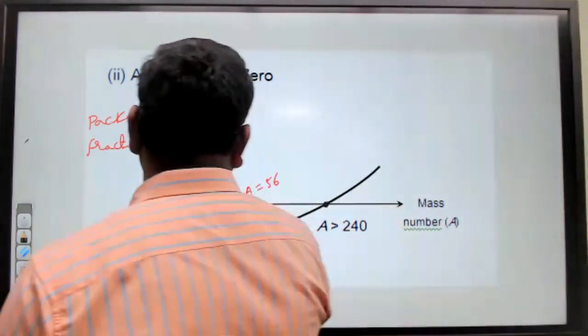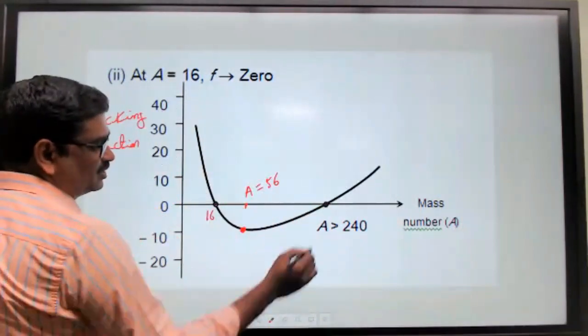So this is correspond to 16, A equal to 16. This is correspond to 240.